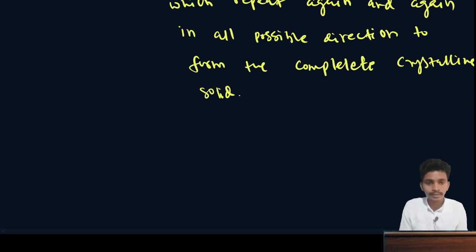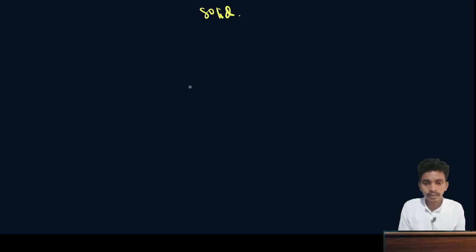So in this crystalline solid diagram, let's say this is a unit cell, this is a unit cell, this is a unit cell, and these are, let's say, the lattice points. These lattice points combine to form a unit cell, and this unit cell is the smallest part of the complete crystalline solid, which repeats in all directions to form a complete crystalline solid.